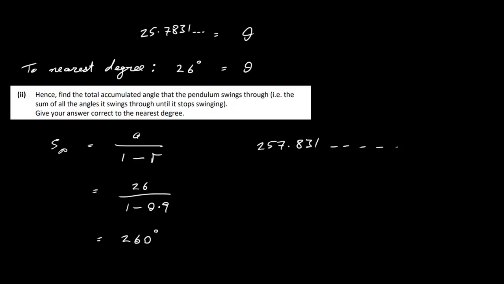Okay, so that's it for part 2. So let's have a look at part 3. "Hence or otherwise", so let's use the hence because we've done something already that's going to be useful. Find the total distance traveled by the tip of the pendulum when it has moved through half of the total accumulated angle. Give your answer in centimeters correct to the nearest integer.